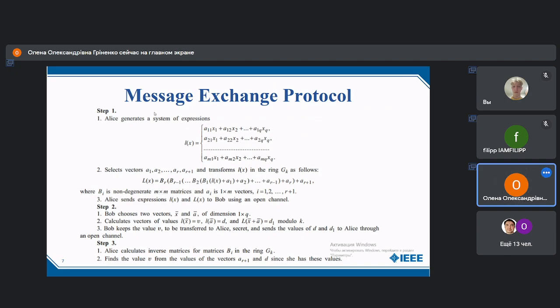The other subscriber chooses two arbitrary vectors of corresponding dimension and calculates the values of the linear expressions on these vectors over the ring G sub k. The value which he wants to pass to the first subscriber is kept secret, and the new values are sent to the subscriber via an open channel. Then the first subscriber calculates the inverse matrices over the ring G sub k and finds the value of the vector, since he has all the data for this.